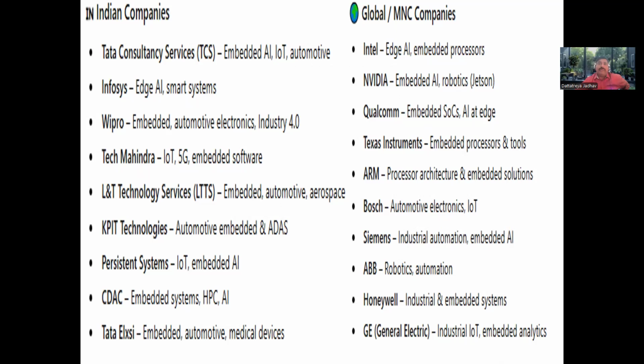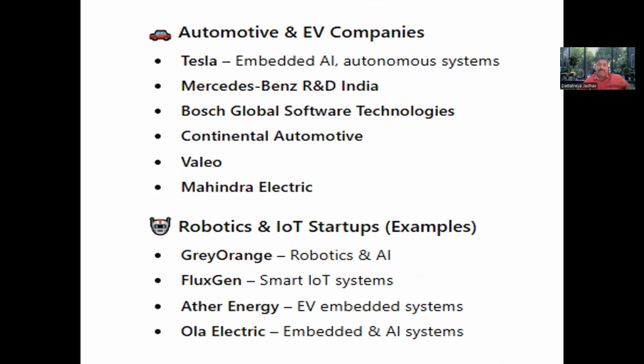Globally, there are also MNC companies that are interested in hiring AIDS students who have a background in embedded systems, like Intel, Nvidia, Texas Instruments, then Bosch, Siemens, ABB, Honeywell, GE. So there are a number of applications depending upon automation. Now we know that a large market will be available for automation and EV companies. They are growing in their market condition.